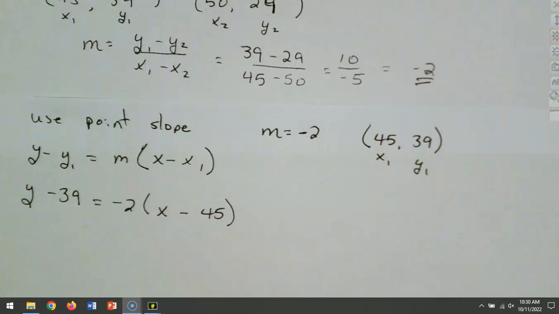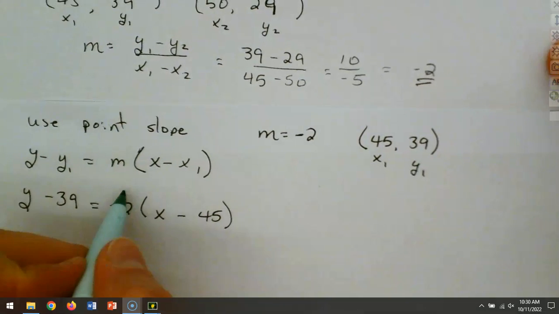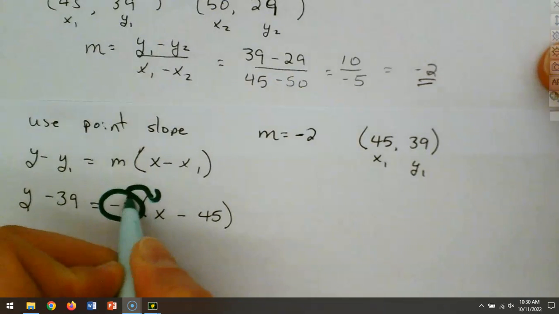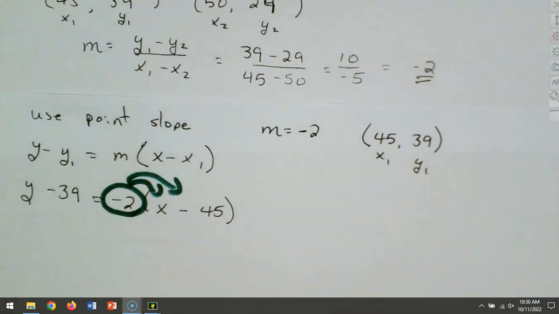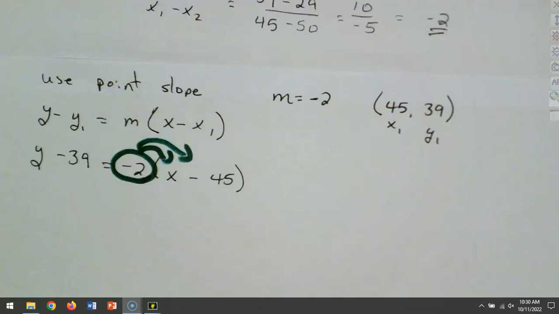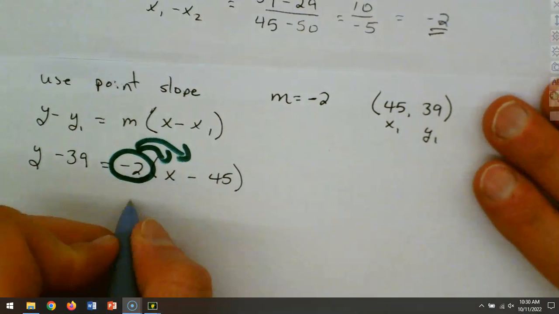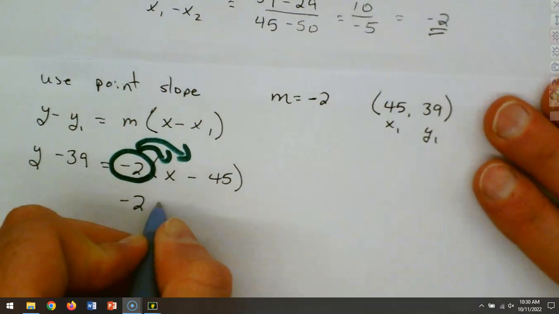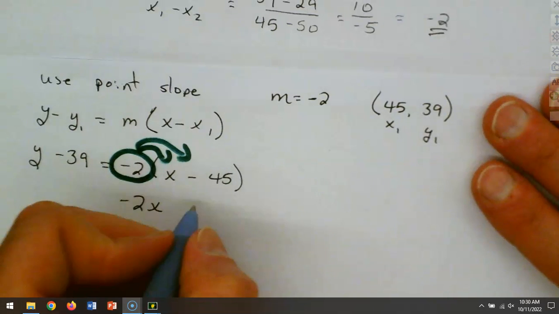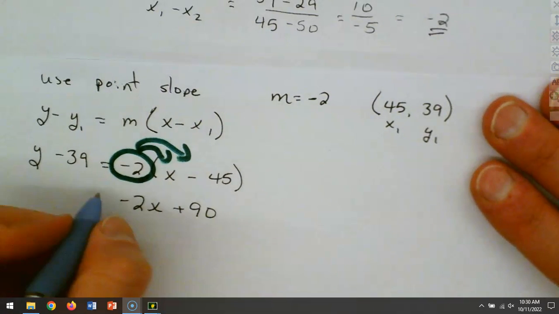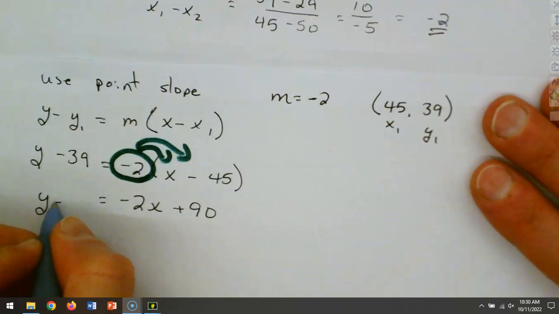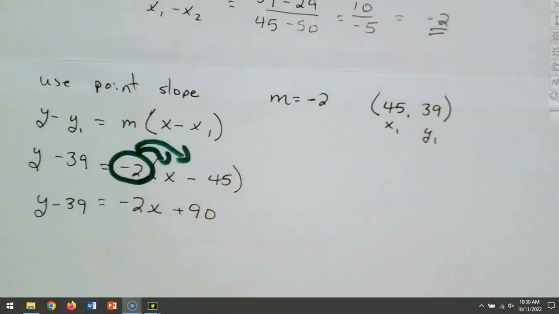So we're going to go ahead and distribute through, and we'll solve this for y. So distribute that negative through. Make sure you're very careful with that negative when you distribute it through. It's going to change the signs, so that's going to make that a minus 2x. Double negative makes it a positive 90. And then we've got y minus 39.